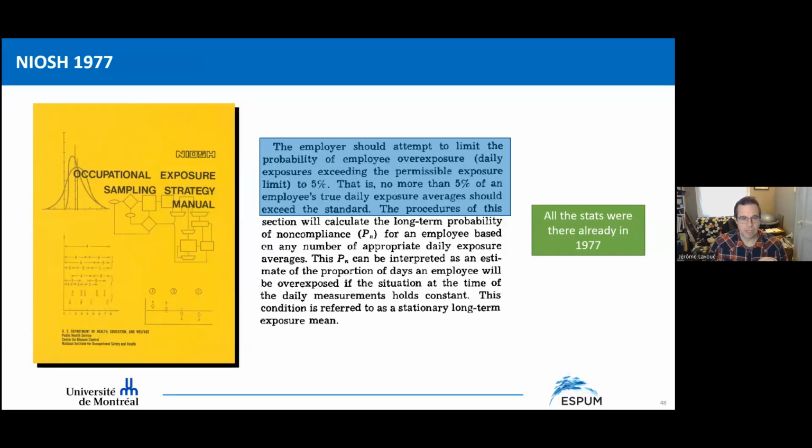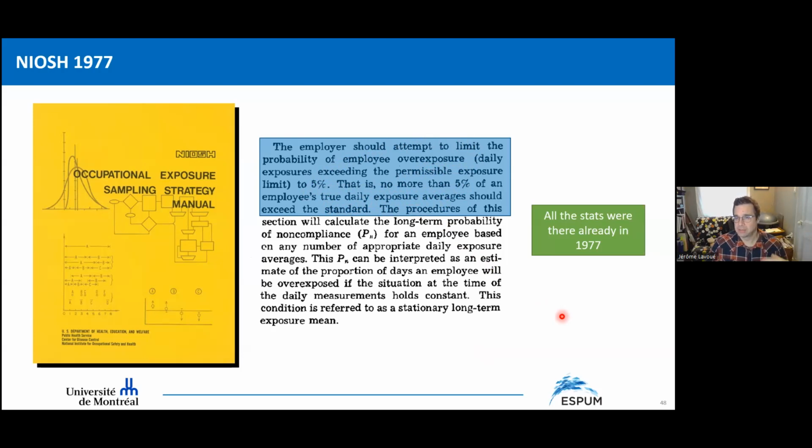So the NIOSH strategy was published in 1977. And already then, they were proposing that the employer should attempt to limit the probability of employee overexposure to 5%. That is, no more than 5% of an employee's true daily exposure averages should exceed the standard. So this proposal that the number of days in a year above the OEL should be less than 5% was already proposed more than 50 years ago.